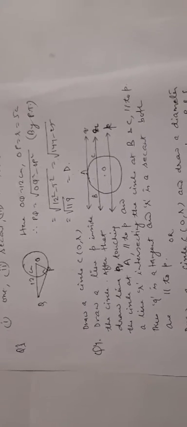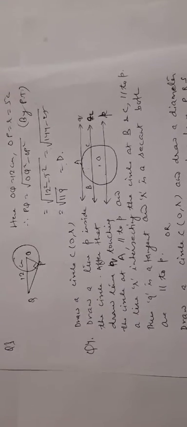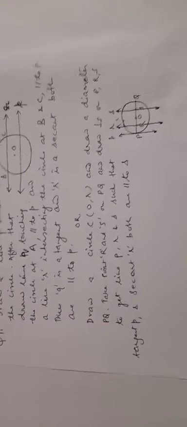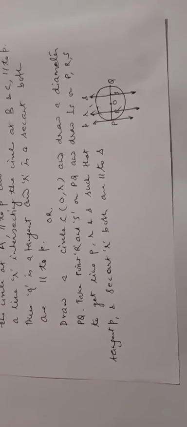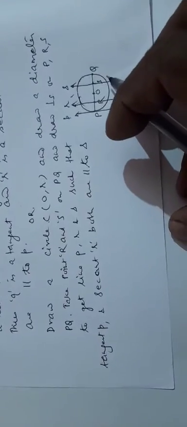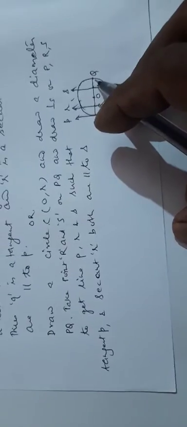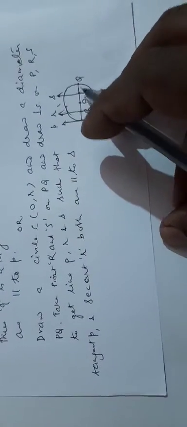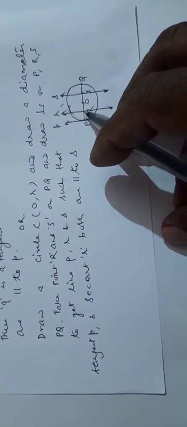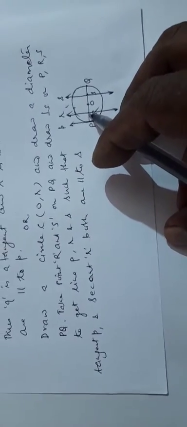But if you are having trouble, or if you have forgotten how to use set squares to draw parallel lines, then here I have given you another method. In this one, you draw a circle with any given center, and then you draw a diameter PQ. On this diameter, we take 2 points R and S between the circle's ends.